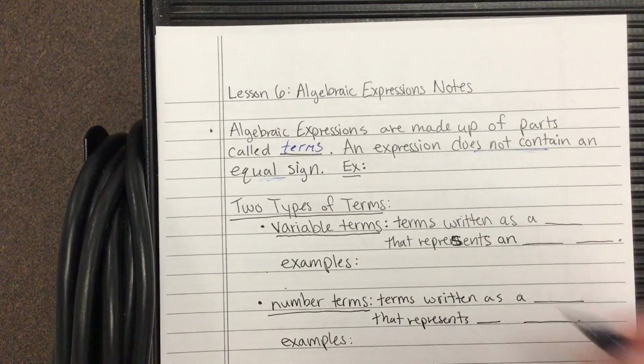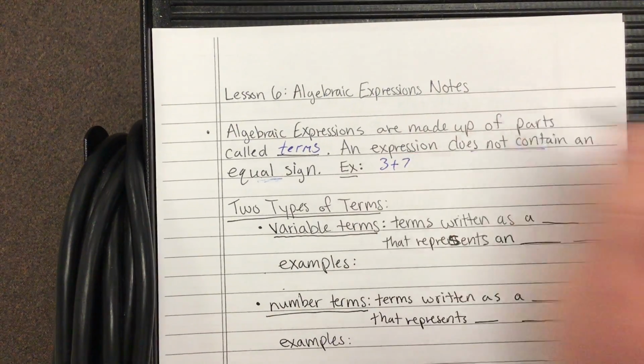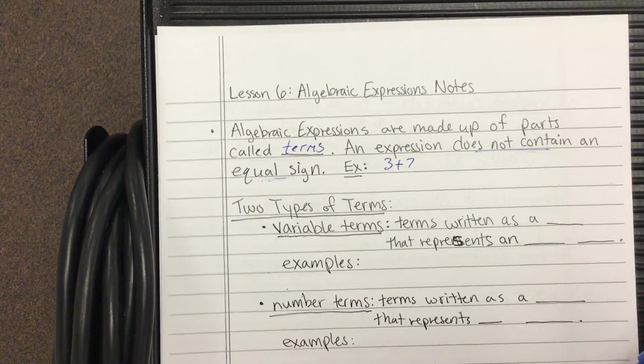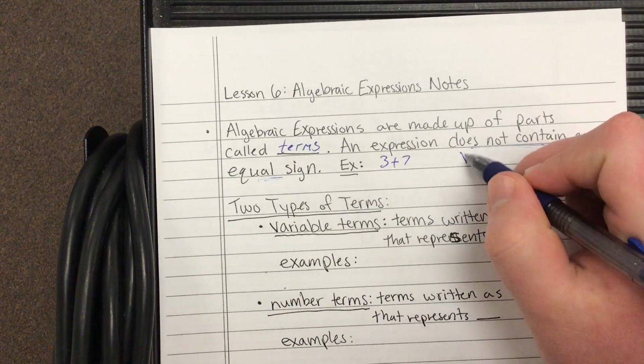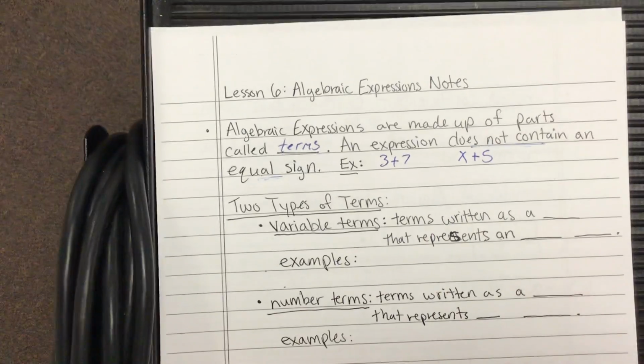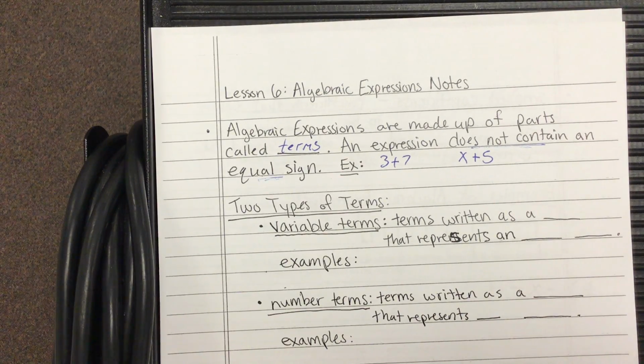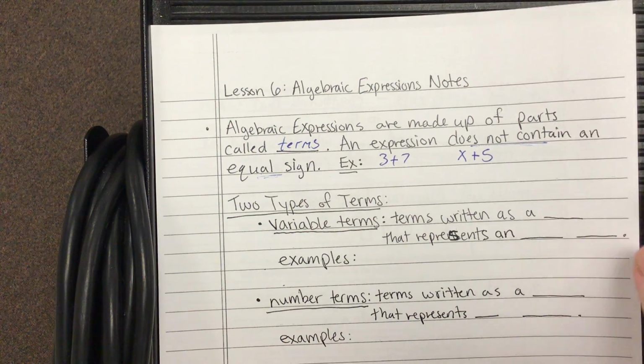So some examples, you could just say 3 plus 7 would be an expression, right? No equal sign. Or if we use variables like we're going to start, you could just say x plus 5. Those are some examples of expressions.